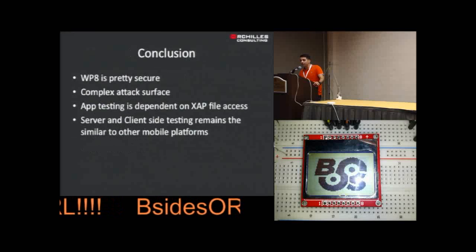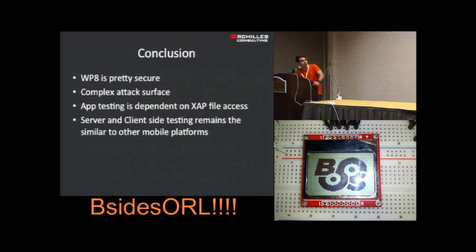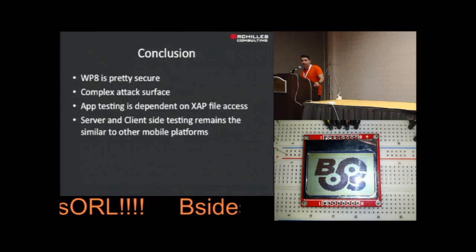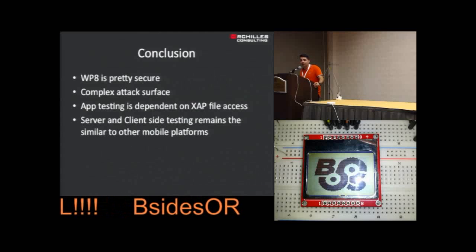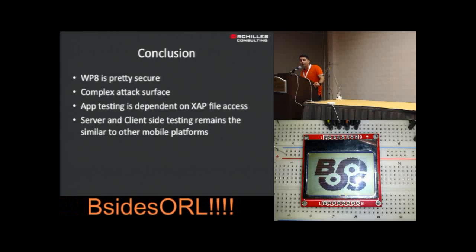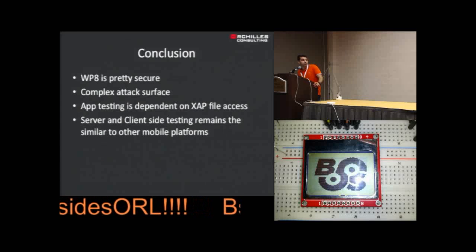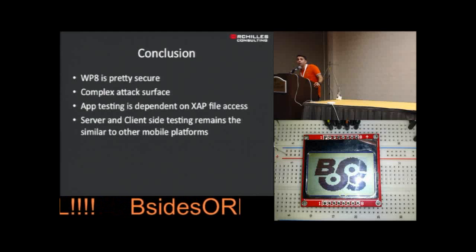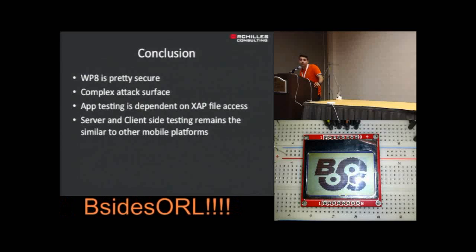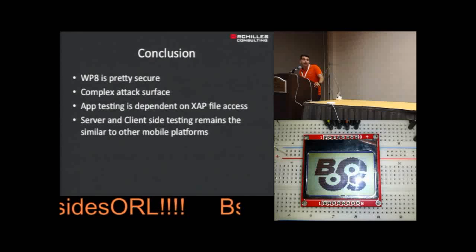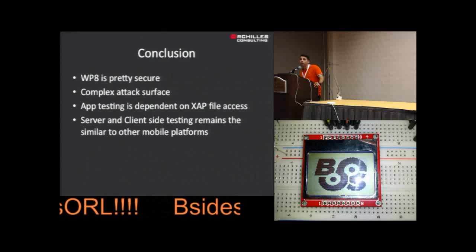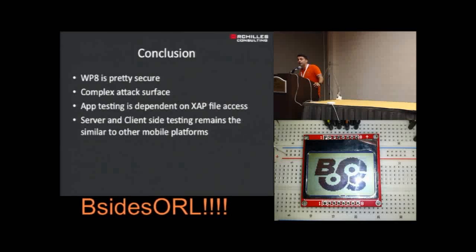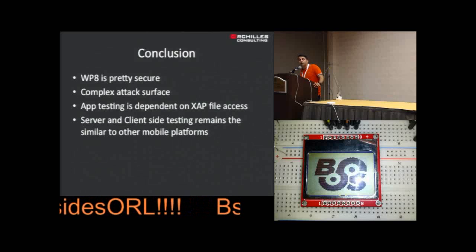So with that, my conclusion is Windows Phone 8 is actually pretty secure. It has a complex attack surface. App testing is very dependent on the XAP file. If not, you're only going to see server and client side, which is very similar to your current mobile testing, your current web application testing. The trend I see is many organizations are trying to get rid of BlackBerry because it's expensive for them, allowing BYOD to come in, and Windows Phone might be one of the options they go with. So we're going to start seeing more people having this, and I encourage all of you to take a look at it and start playing with these apps, see what they do.